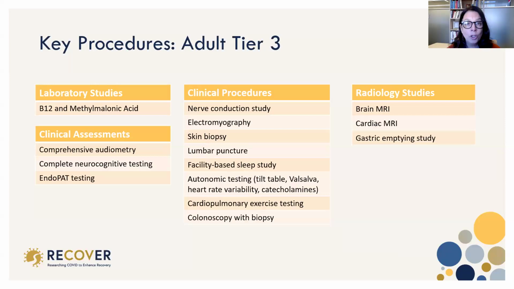Next slide. People who have symptoms also may be offered the opportunity to do more invasive testing. We call these Tier 3. We offer these to fewer people because they're more invasive, more expensive, and have a higher risk of complications. But these include things like hearing testing, complete neurocognitive testing, lumbar puncture, colonoscopies with biopsies, skin biopsies, and so on. And again, these are offered to people with symptoms.